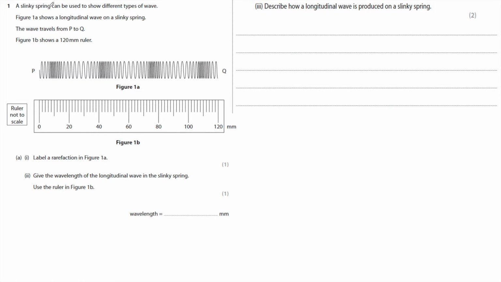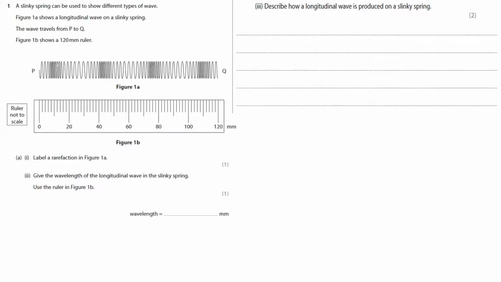A slinky spring can be used to show different types of waves. Figure 1a shows a longitudinal wave on a slinky spring. The wave travels from P to Q. Figure 1b shows a 120 millimeter ruler. Label a rarefaction in figure 1a.